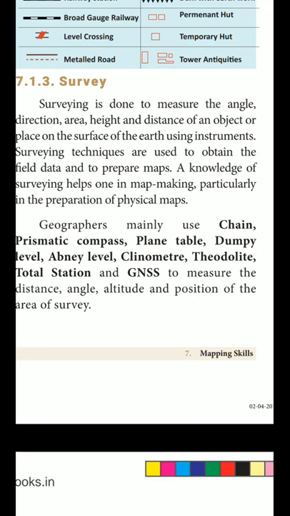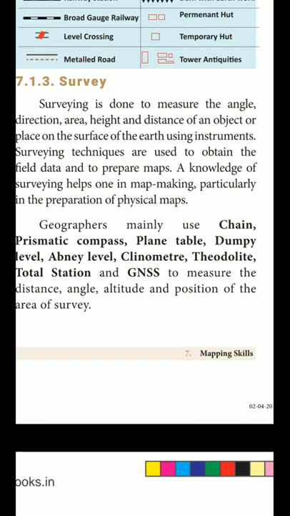So, what do you know about this survey? For what purpose is surveying used? It is used to measure the angle, direction, area, height and distance of an object or place on the surface of the earth using instruments. Surveying techniques are used to obtain the field data and to prepare maps also. A knowledge of surveying helps one in map making, particularly in the preparation of physical maps.